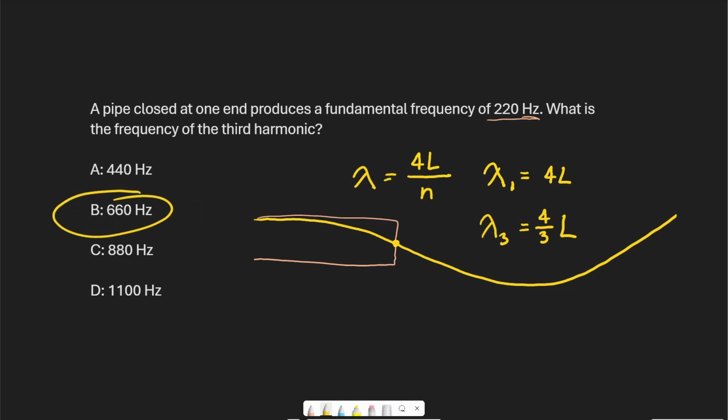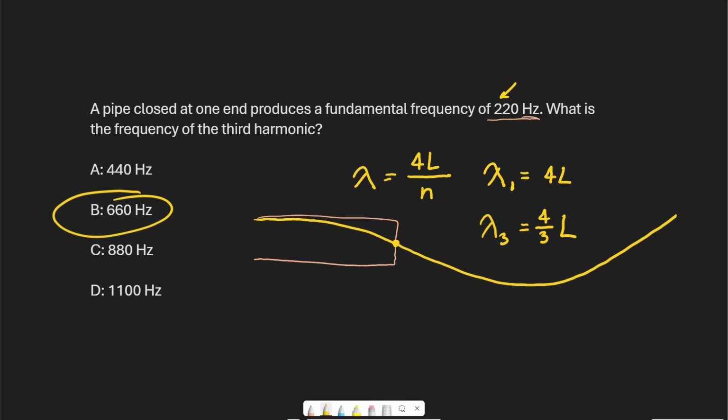I think a fairly straightforward problem, both from a conceptual standpoint and mathematically. So really, if you're overthinking this problem, it's going to be a little bit harder. When you think of it just in terms of the harmonics, you understand that the harmonics are going to be multiples of the fundamental frequency. And that's the case for the wavelength as well as the frequency.